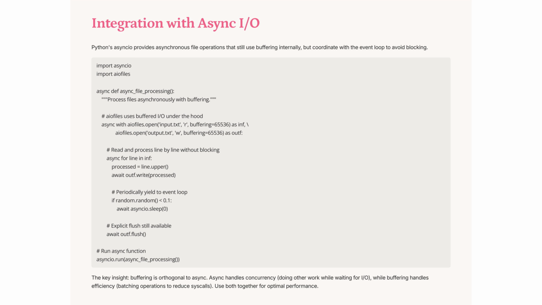Python's asyncio enables non-blocking file operations while maintaining buffering for efficiency. Using aiofiles, you can read and write files asynchronously, coordinating with the event loop to avoid blocking. This approach allows concurrent processing, enhancing performance by combining the benefits of async concurrency and buffered efficiency. Explicit flushing remains available for critical data integrity.